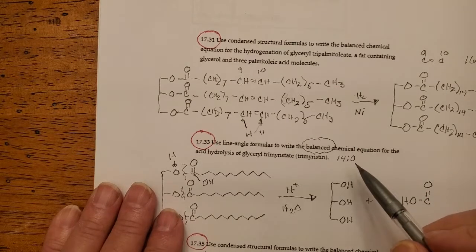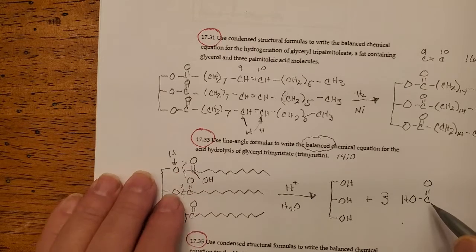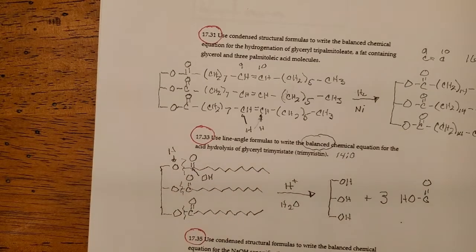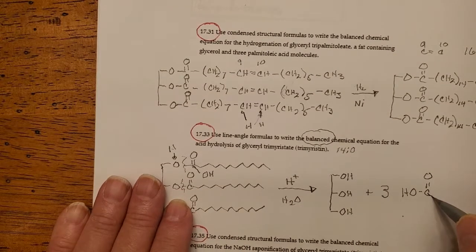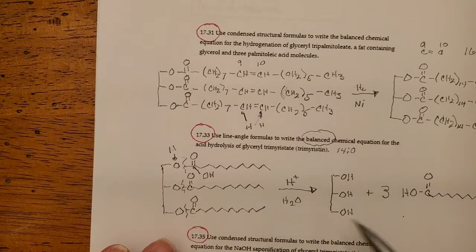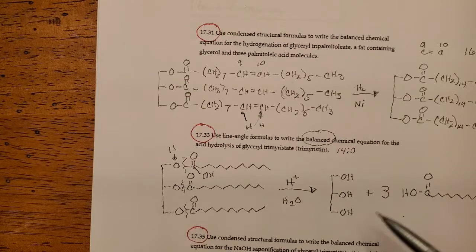And this is going to be 14. So that's 1. I'm going to go down, so it's going to look like that. 1, 2, 3, 4, 5, 6, 7, 8, 9, 10, 11, 12, 13, 14. So here's our balanced equation. We got 1 of these, and we have 3 of these.